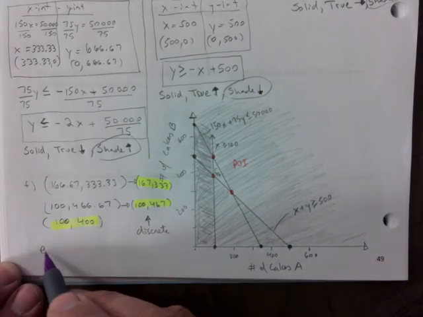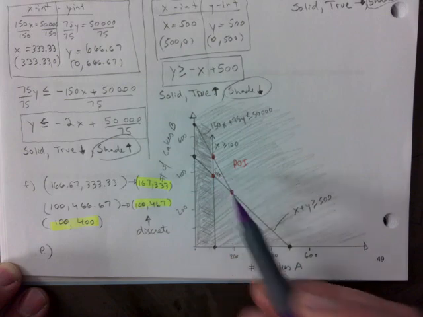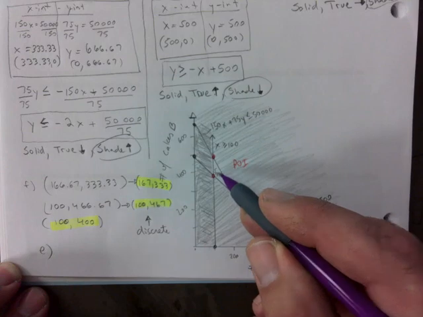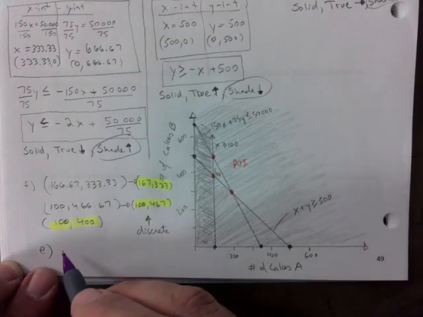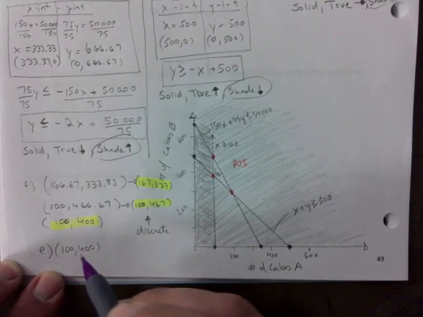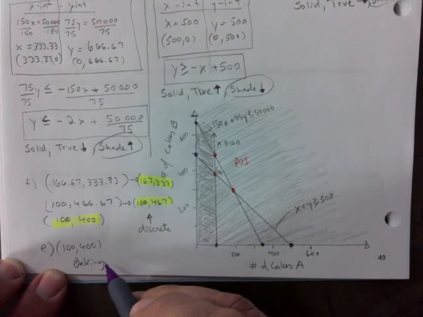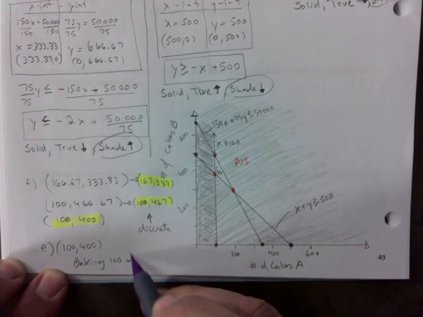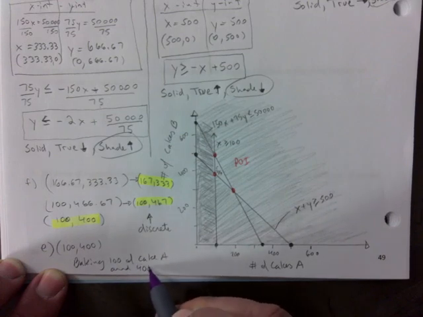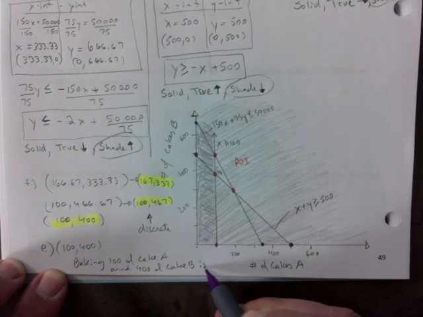E, state a possible solution. Anything in here. So we can try. We can see 110. I'll just pick one of these. 100, 400. Baking 100 of cake A and 400 of cake B is a solution.